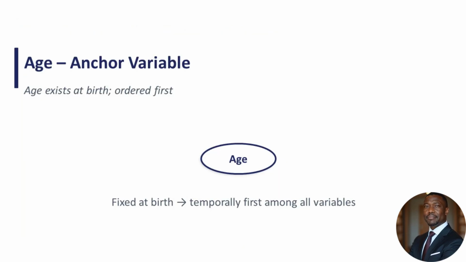Let's walk through how DEMI builds a temporal ordering step by step with a simple clinical example. We begin with age, which serves as the anchor variable. Age is fixed at birth. It cannot be caused by any diagnosis or treatment. By definition, age precedes every other variable in the graph, making it the natural starting point for the temporal order.